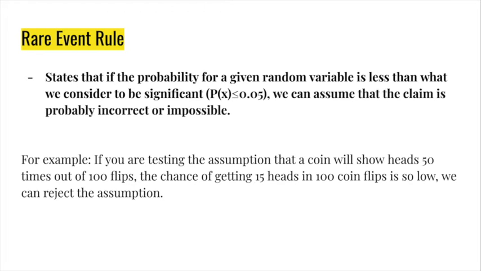The final rule for this chapter is the rare event rule, which just states that if the probability for a given random variable is less than what we consider to be significant, which is less than or equal to 0.05, then we can assume that the claim is probably incorrect. So for example, if you're testing the assumption that a coin will show heads 50 times out of 100 flips, and you get 15 heads in 100 coin flips, you know that you can reject the assumption and that it's probably not true.